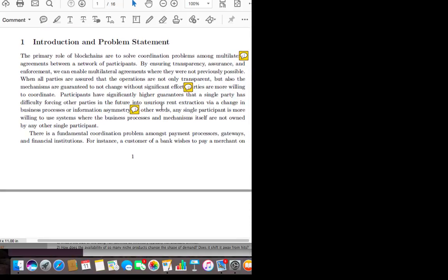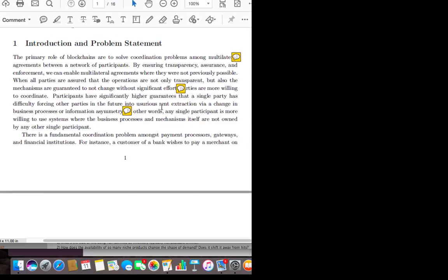So let's get into the problem statement and try to understand what it is they're looking to address here. As we all know, the primary role of blockchains is to solve the coordination, and you could call it the collaboration in some cases, between parties. So they say here problems among multilateral agreements. All that means, guys, is agreements between many different people or many different organizations.